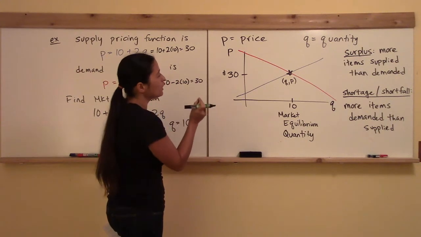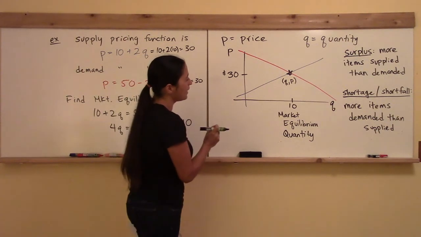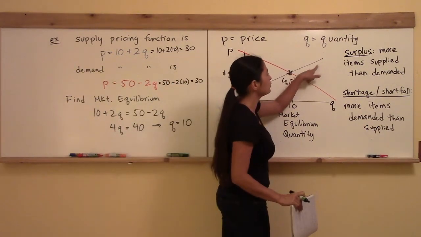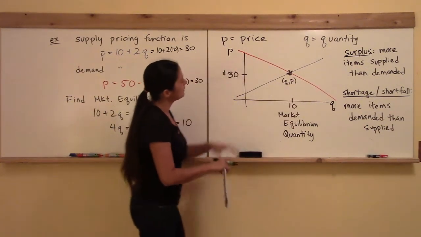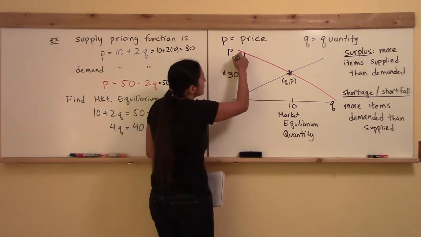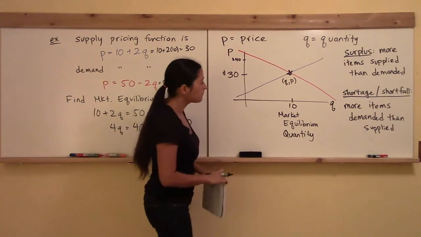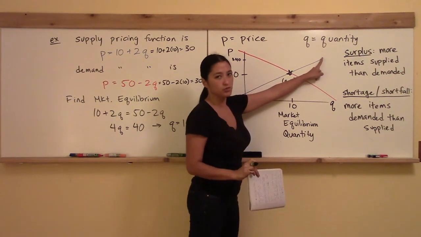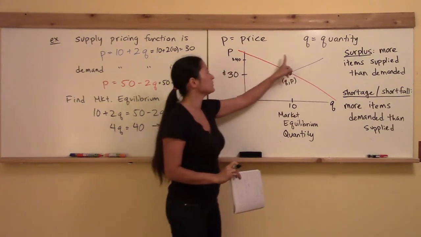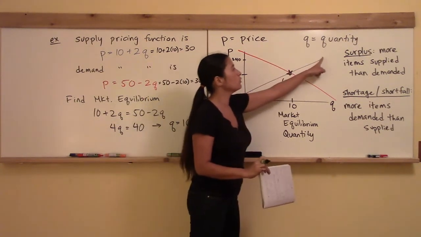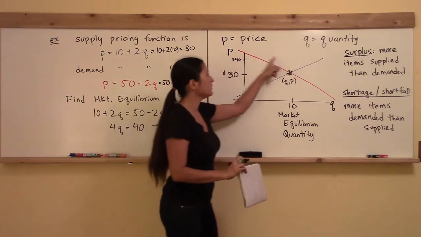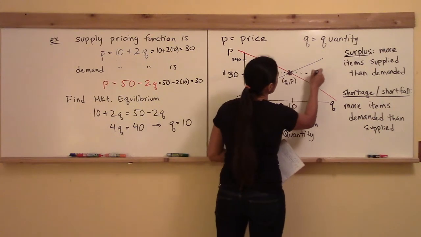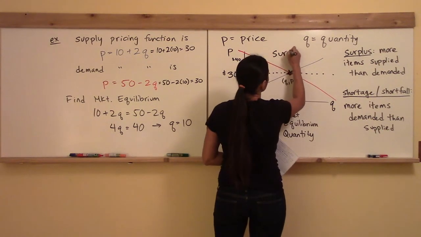In a surplus, more items are supplied than are demanded. Remember that our supply function here was in blue. So if I was up here at, let's say, $40 per item, then the supplier will have supplied this many, but the demanders really didn't like that price point. They only demanded this many. So I will have more quantity supplied here than demanded over here, and everything that's above the market equilibrium is going to be a region of surplus.